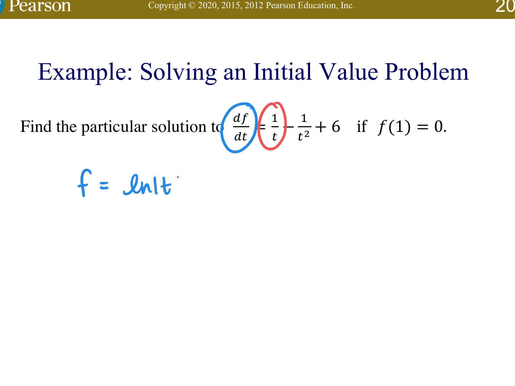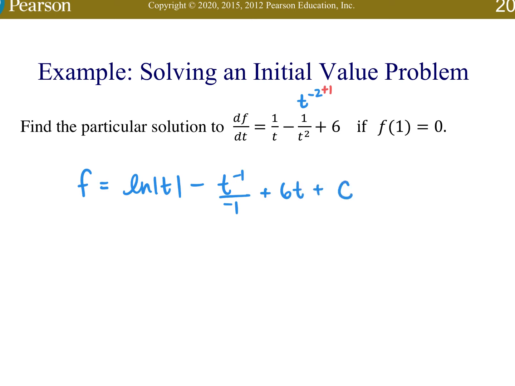So that'll be the natural log of the absolute value of t, minus, now the next one is not a natural log because it does not have a single power of t. It has a squared power of t. So you want to think of that probably as t to the -2. So then you can add 1 to that power. So we'll have t to the -1 divided by -1 plus 6t plus c.